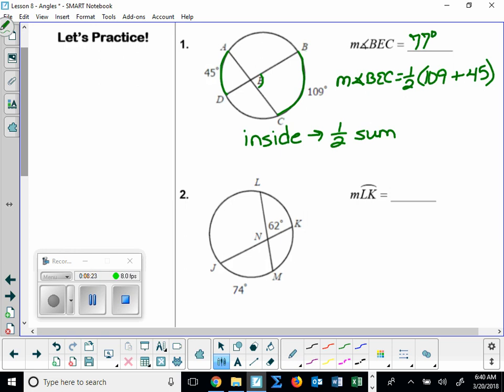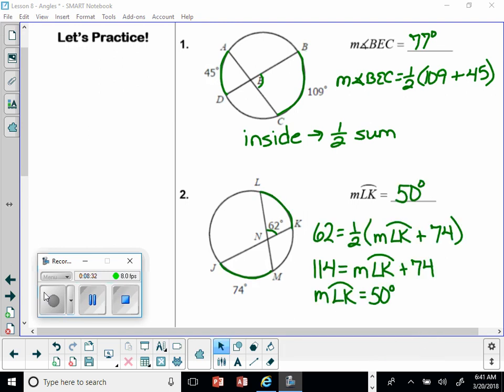Try number 2 on your own, please. Pause your video. All right, so this time I knew the angle measure. I was trying to find the measure of the intercepted arc. So the angle measure equaled half the sum of the intercepted arc and the vertical angle's intercepted arc. And then it was just a matter of doing some algebra.